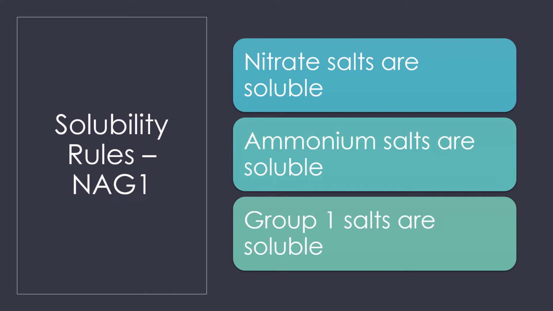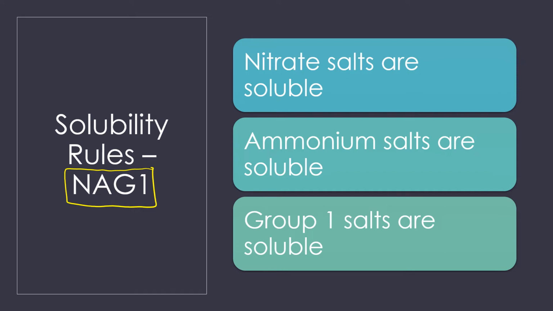When talking about solubility, there are lots of rules to help you determine if a compound is soluble or not. If you Googled solubility rules, you would find dozens, but I'm going to keep it pretty simple for you, and I'm only going to ask you to learn 3. I know, I'm the best. All right, and I have a little cheat for you to help you remember it. It's NAG1, where the N stands for nitrate, A stands for ammonium, and G1 stands for group 1.